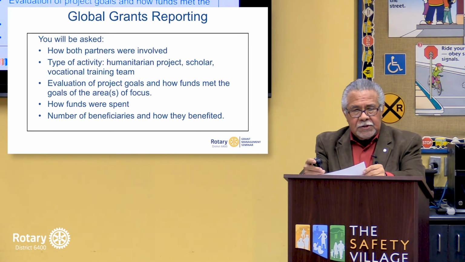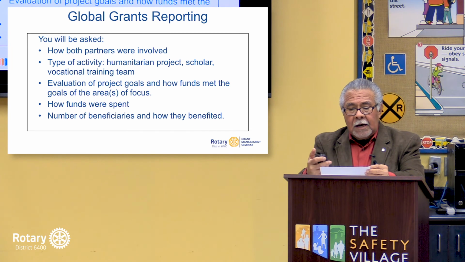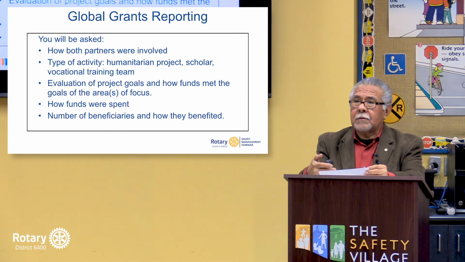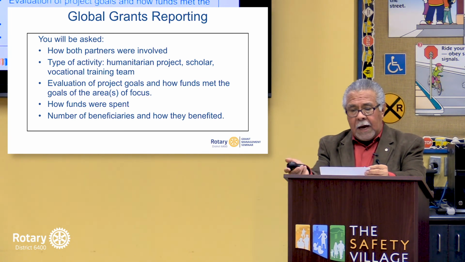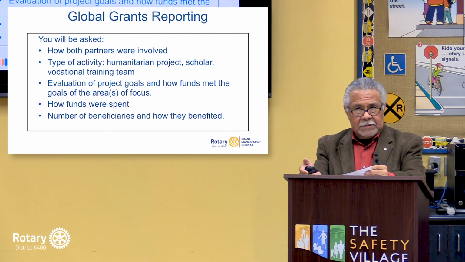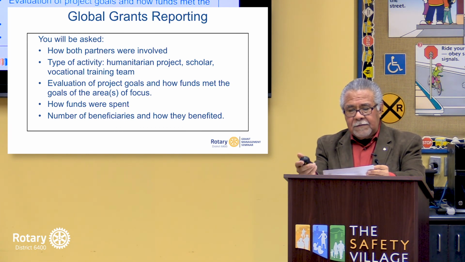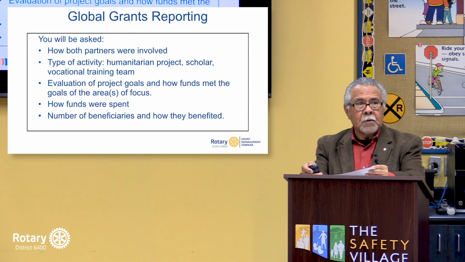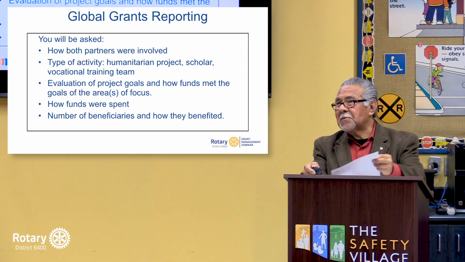So what kind of information is required on these global grants? You will be asked how both partners were involved, detailed type of activity, whether it was a humanitarian grant or a scholar or VTT team, evaluation of project goals and how funds met the goals of the area of focus, how funds were spent, detail, receipts, number of beneficiaries that benefited from the grant. Any questions on that? Okay, well, thank you.